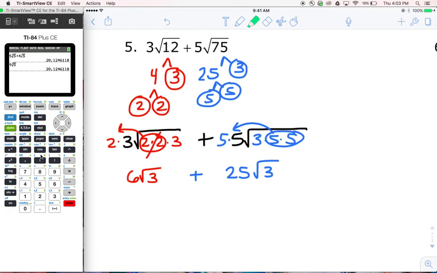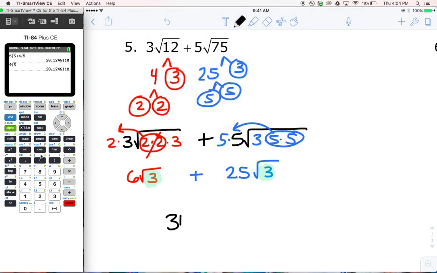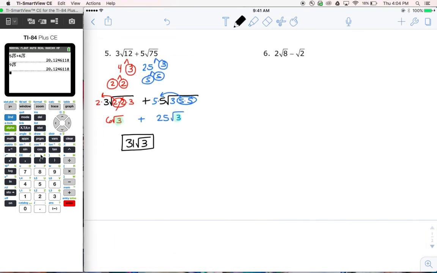Okay, awesome. Now I do have a 3 and a 3. So now I can go ahead and do my addition, right? So 6 plus 25 is 31. So I'm going to have 31 square roots of 3. Okay? All right. Go ahead and do problem number 6 here on your own.